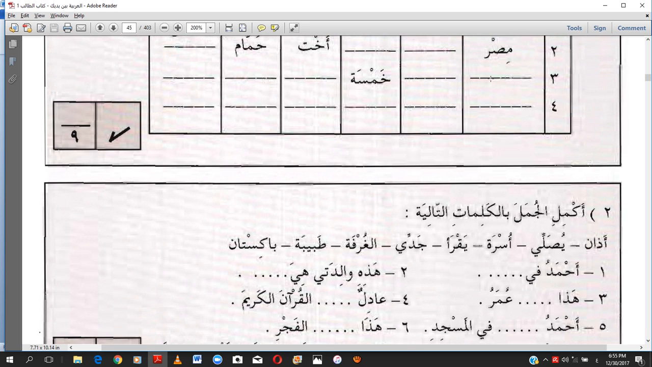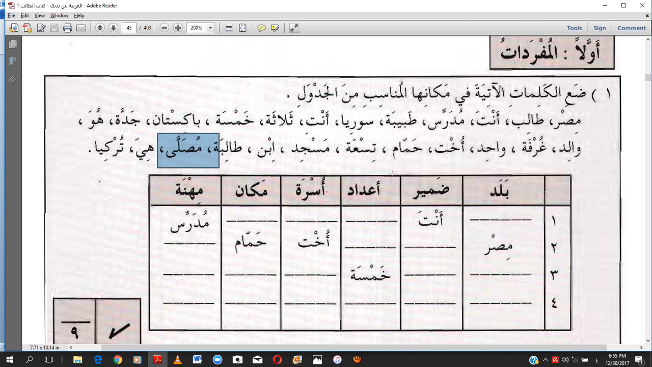Good. That was the first part. Any questions about the first part? I have a good one. هذه غرفة. نعم، هذه غرفة.